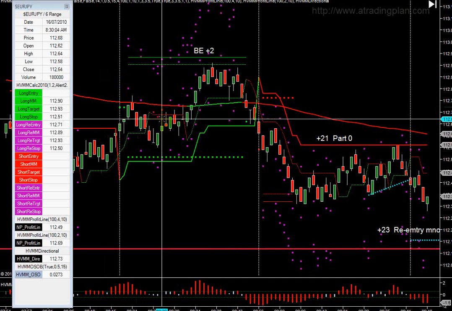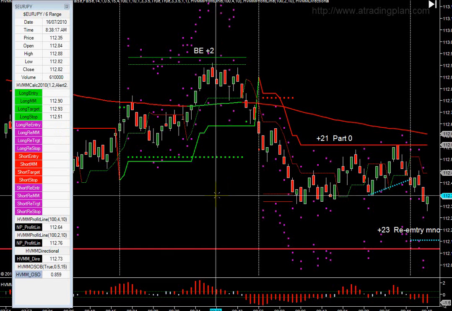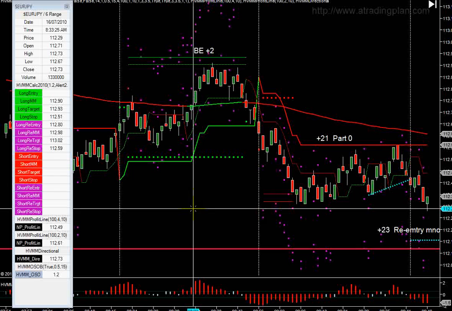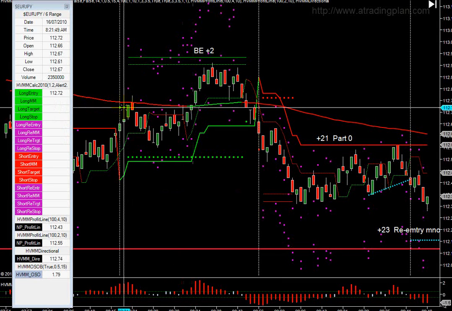And at the start of the session, I was fine with trailing. But as the day got on, it was time to put a stop to that. And here's the entry price on this trade, it was at 112.72.